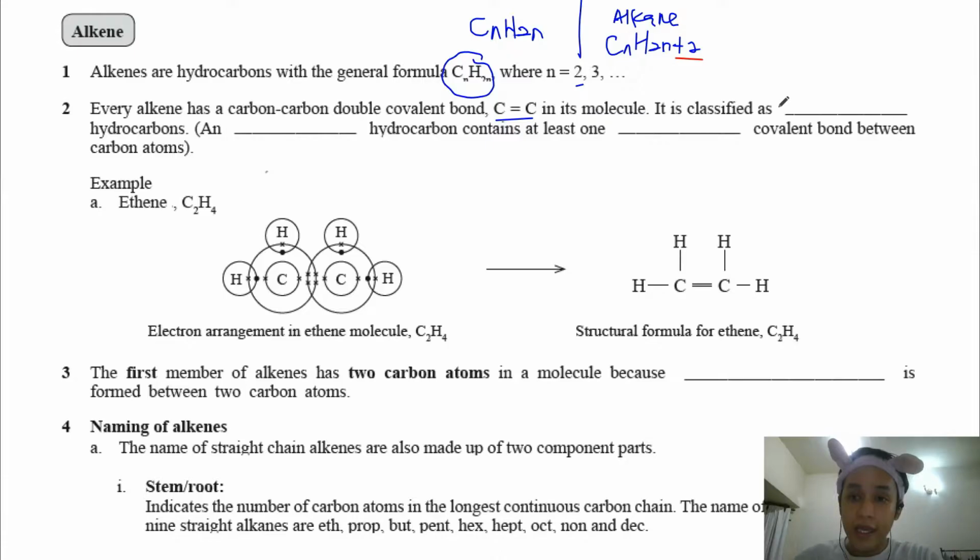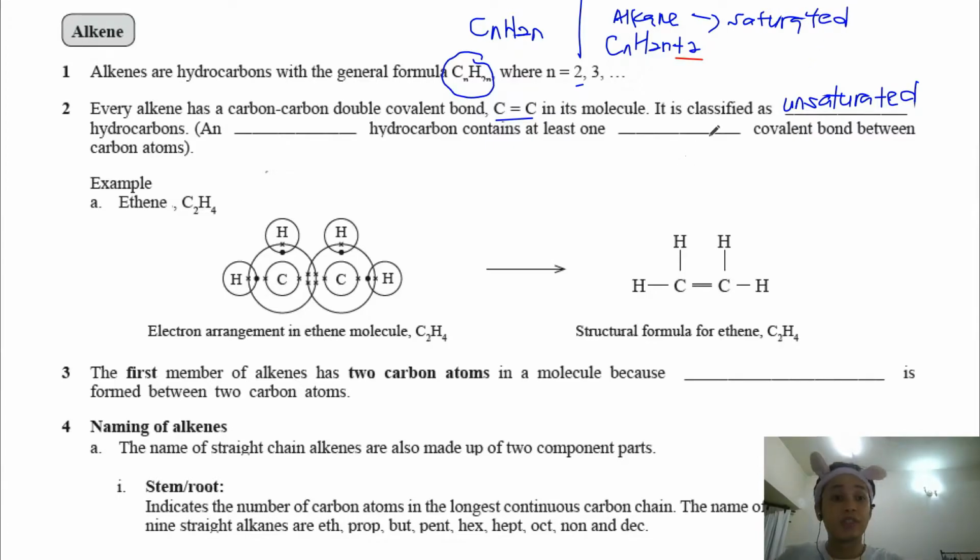An alkene is also classified as an unsaturated hydrocarbon, whereas alkanes are called saturated. You need to be able to differentiate which one is saturated and which one is unsaturated. Technically, alkene is unsaturated, meaning you have the carbon double bond. For all unsaturated hydrocarbons, you must have at least one double covalent bond between the carbon atoms.